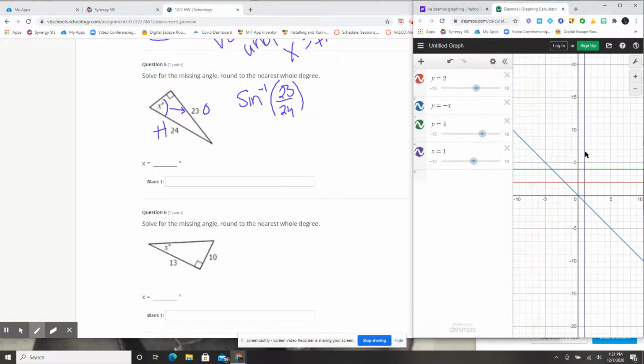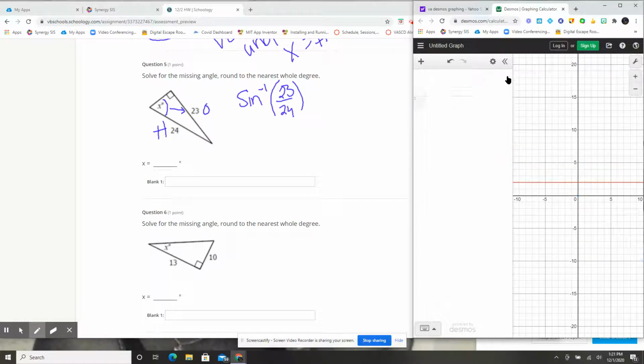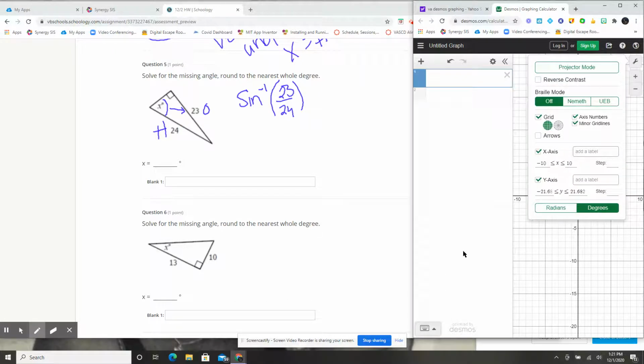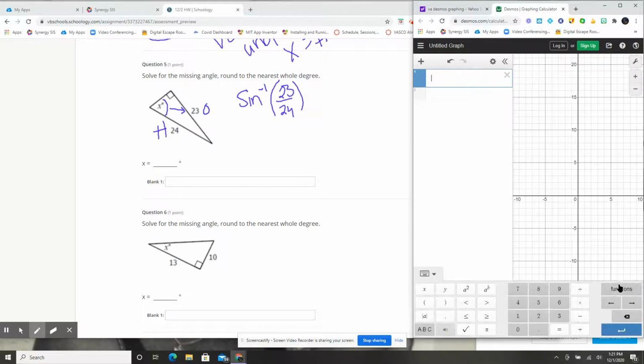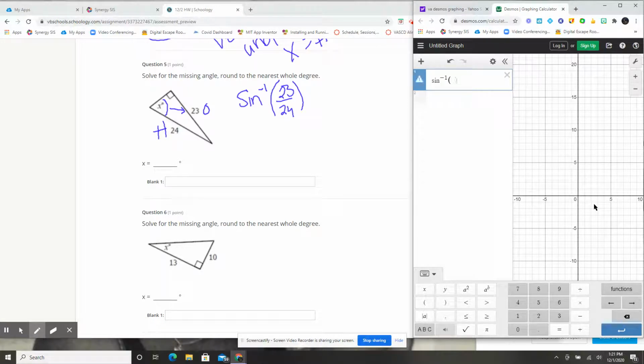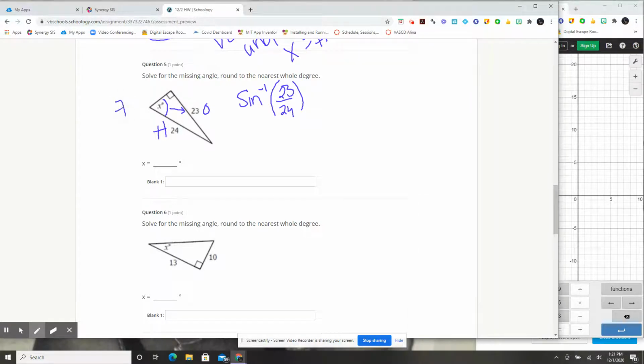You're going to come over here to your Desmos, get rid of those equations you just put in there. Remember, you need to have it in degree mode. Mine's already in degree mode. Come over to functions. We're going to do inverse sine, and then 23 divided by 24. Looking for that angle. So that angle is 73.4.